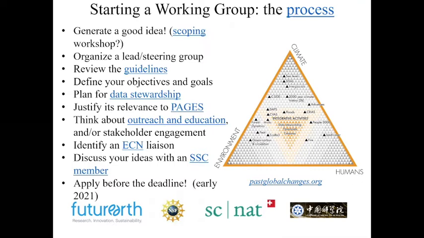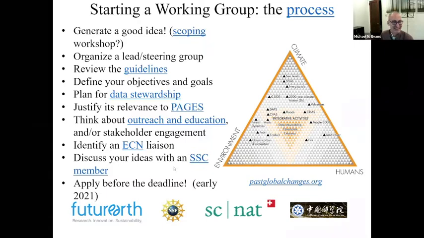And last, you want to take all of these ideas and you're actually required to discuss them with an SSC member. This is to make sure you're on the right track and to give you some feedback that may or may not be useful to you as you finalize your application. And then apply. The last deadline I think was September 16th, so we've just missed it. But that gives you plenty of time to plan for early 2021.